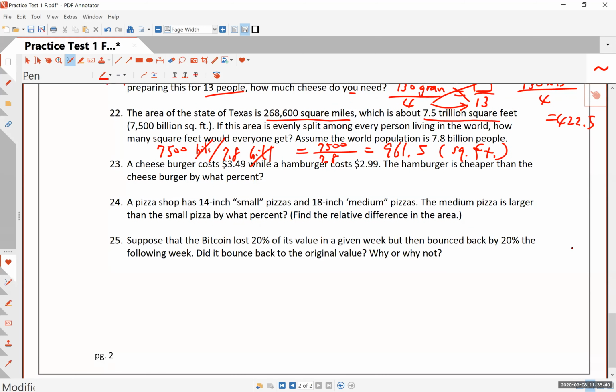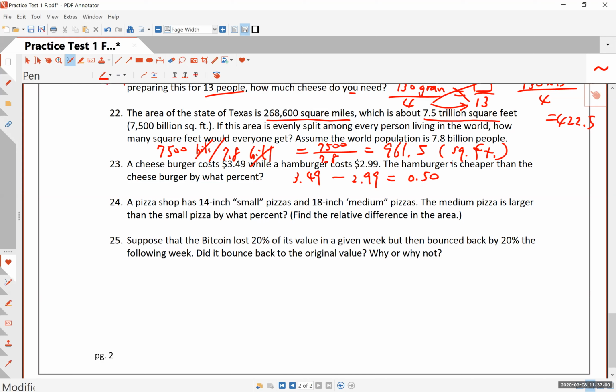Okay, number 23, a cheeseburger costs $3.49, and the hamburger costs $2.99. The hamburger is cheaper than the cheeseburger by what number?